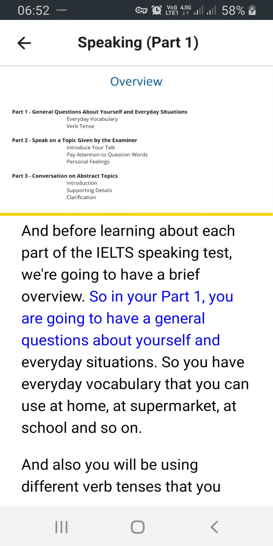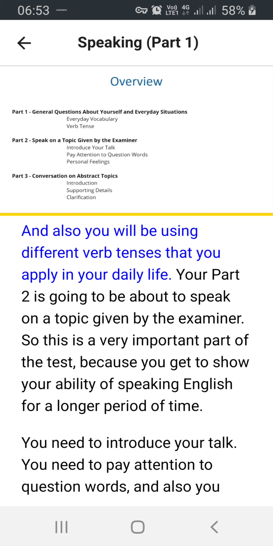In your part 1, you are going to have general questions about yourself and everyday situations. You'll have everyday vocabulary that you can use at home, at the supermarket, at school, and so on. And also you'll be using different verb tenses that you apply in your daily life.